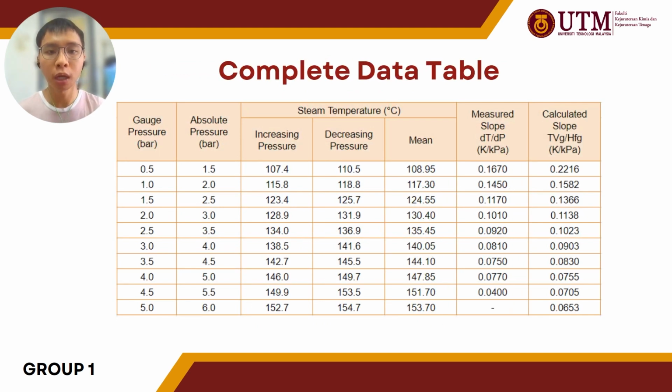After we obtain the measure and calculated slope, we fill in all the values into the data table. As you can see, there is no value at the last row for measure slope. This is because measure slope can only be obtained with two ascending points.